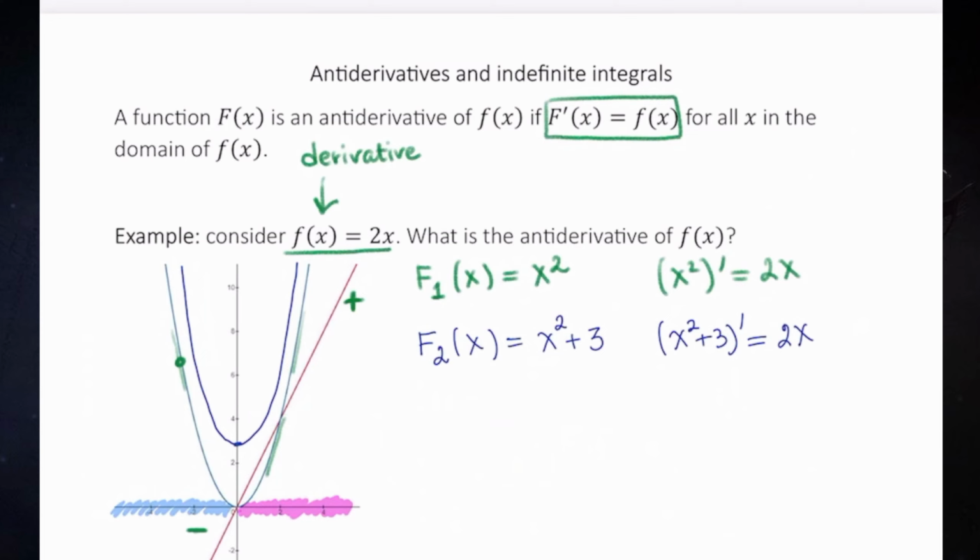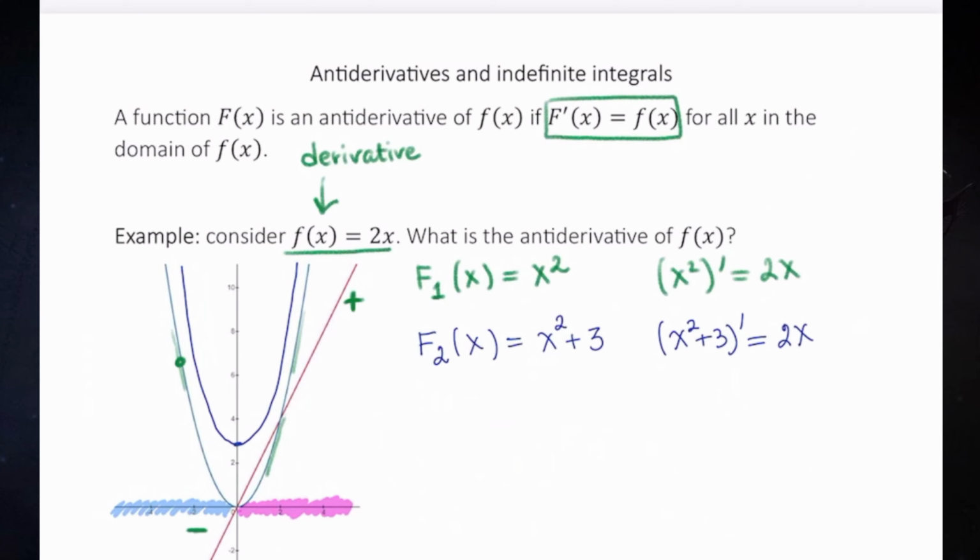You can see that the behavior is still the same as far as increasing and decreasing. It is still decreasing on the interval from negative infinity to 0. It is increasing on the interval from 0 to positive infinity, and it is reflected by the behavior of the derivative, which is 2x.